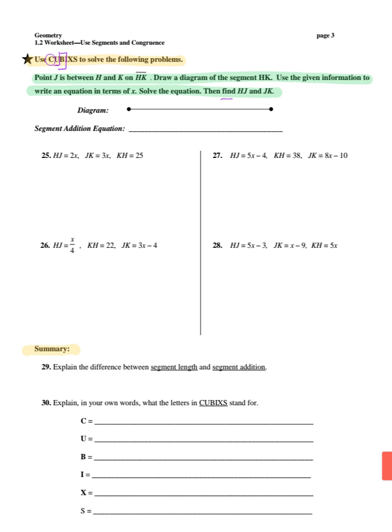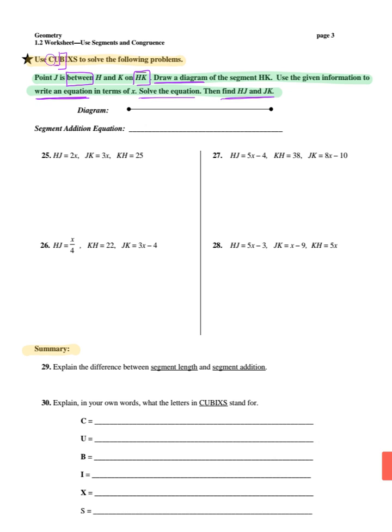So in this problem, it asks us to find HJ and JK. It asks us to solve the equation. It asks us to actually write an equation, and it asks us to draw a diagram. So those are the 4 things that we have to do. We will box the geometry words that help us get this set up. And the one main phrase is that J is between H and K on segment HK.